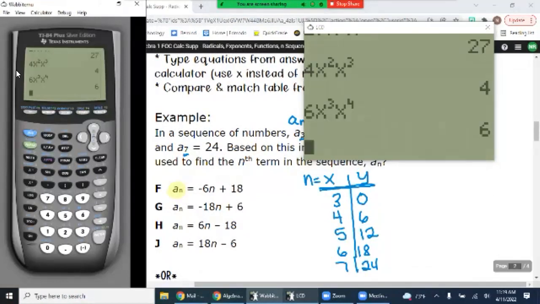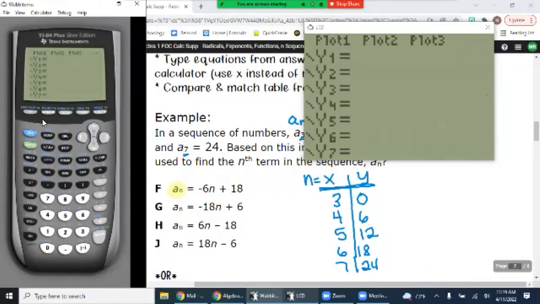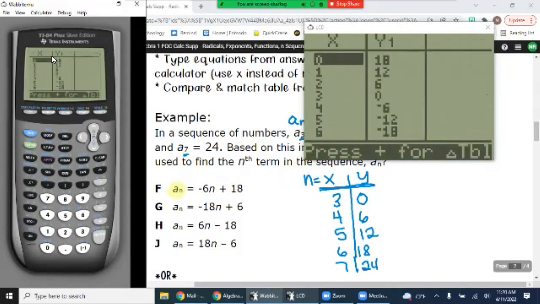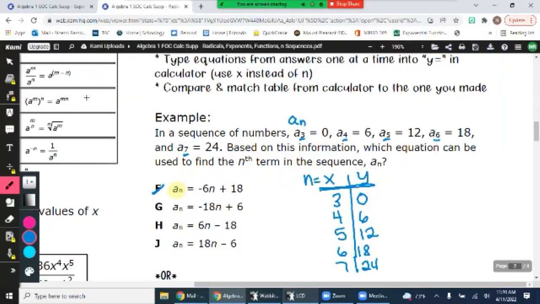Since my equations are already solved for Y, I can type each one into Y equals and compare it to the table I'm given. The first one is negative 6N. I'm going to click that N and it still changes it to an X. That's okay. Press second graph to look at that table. And there you see 3, 0, 4, negative 6, negative 12, negative 18. So this answer choice does not match.